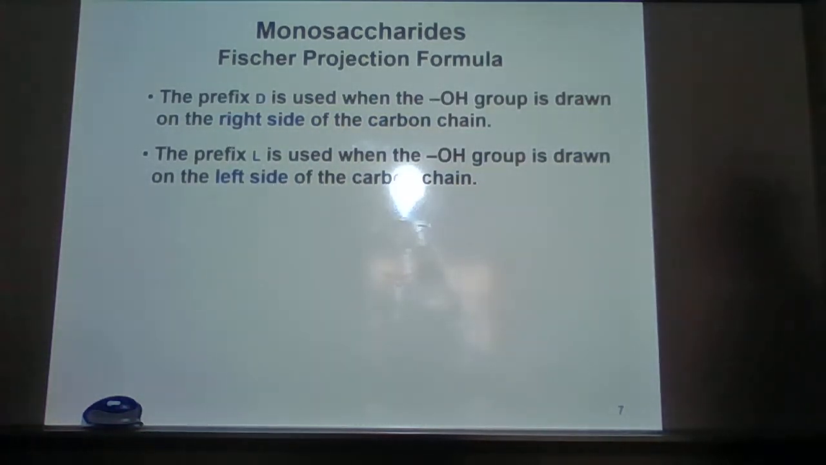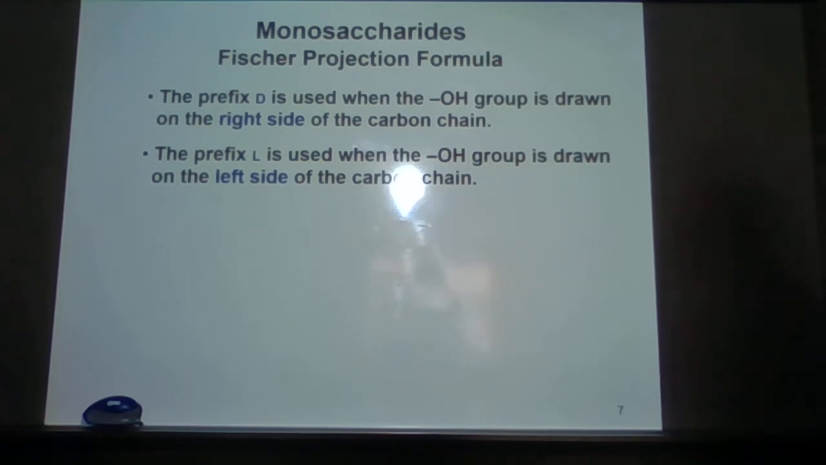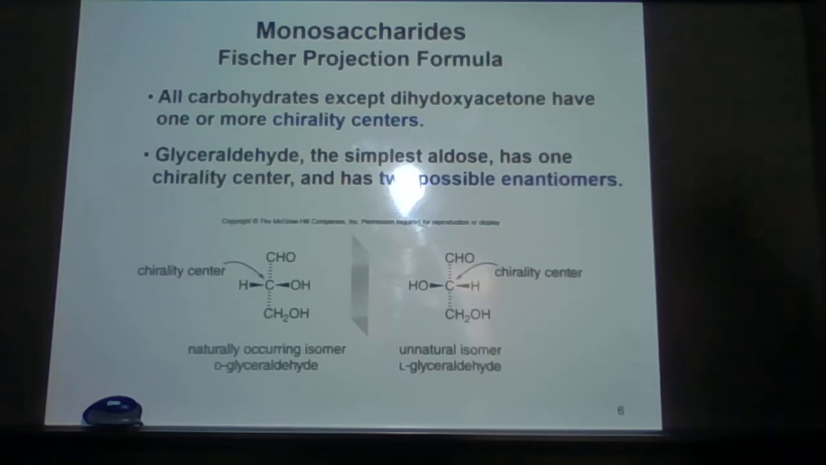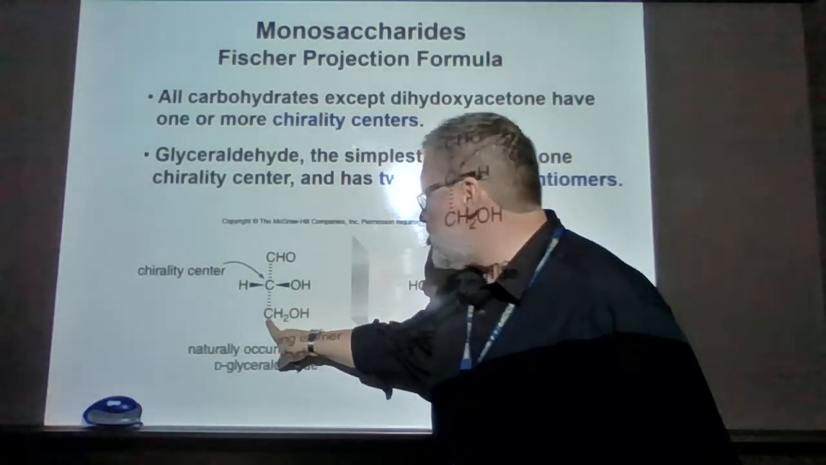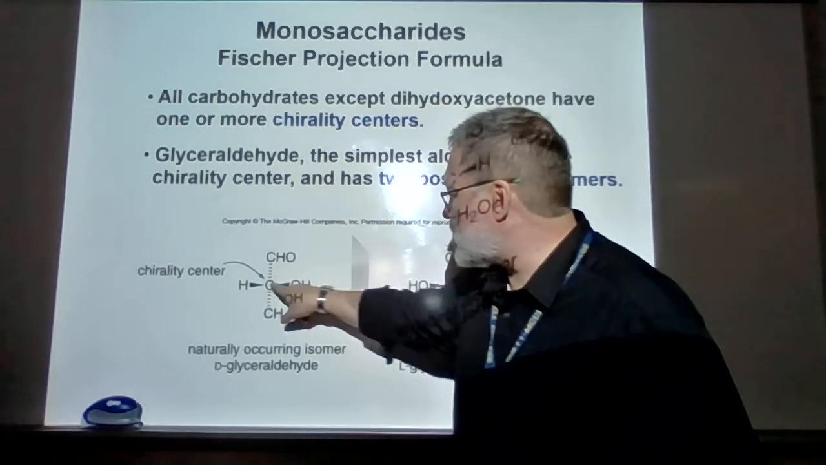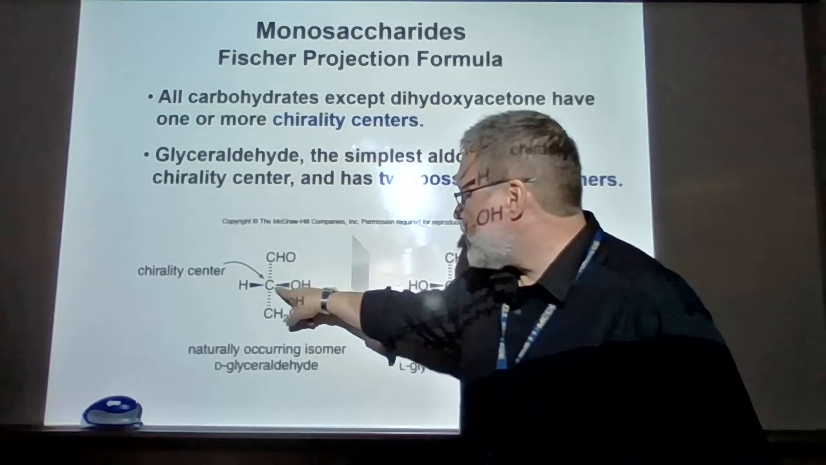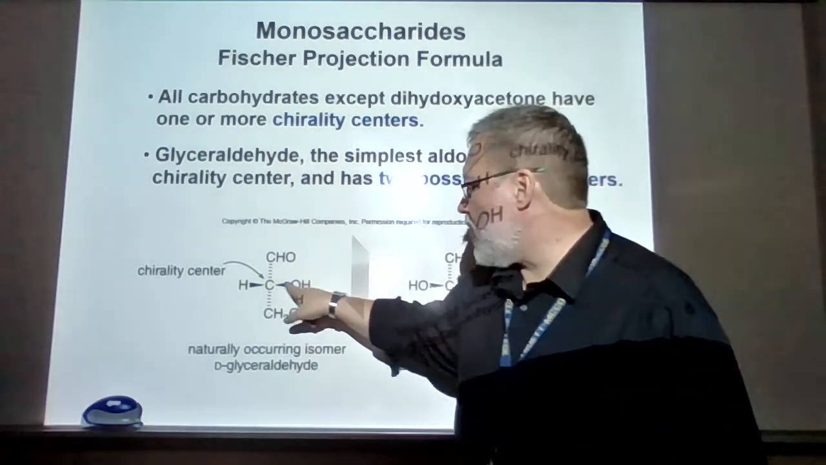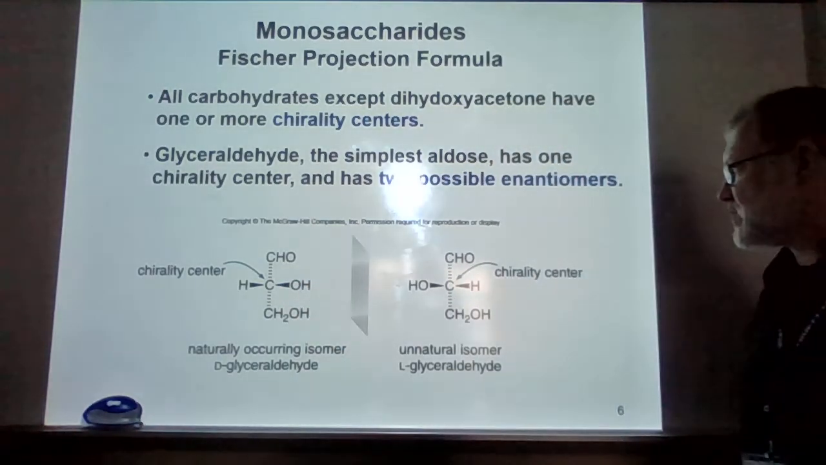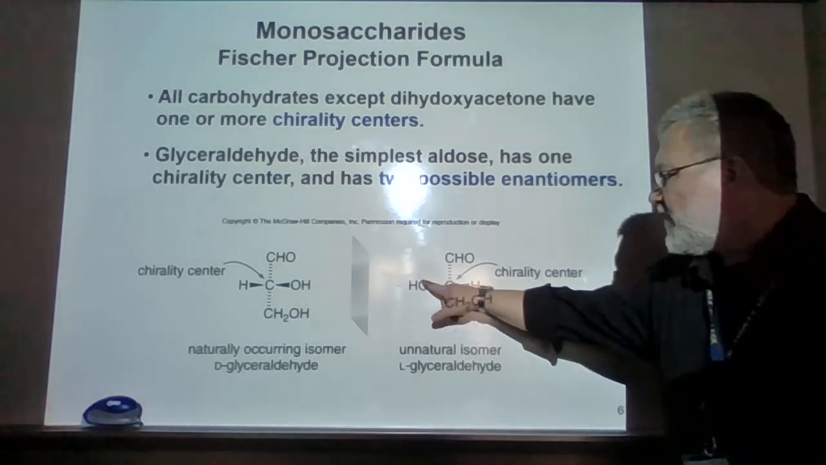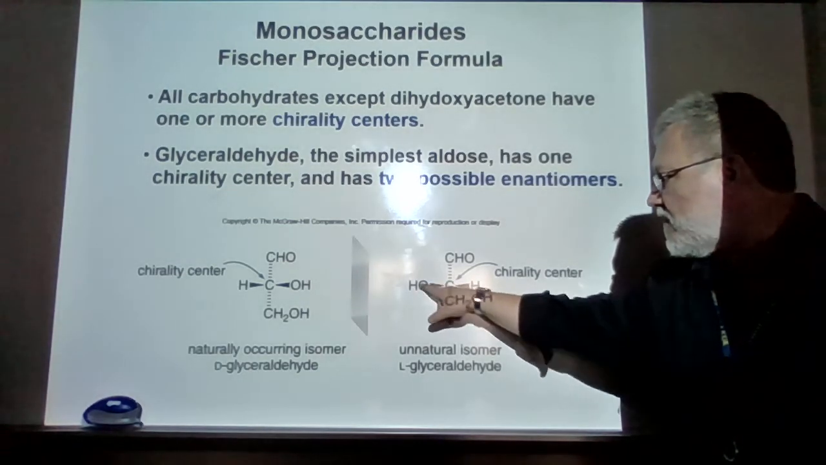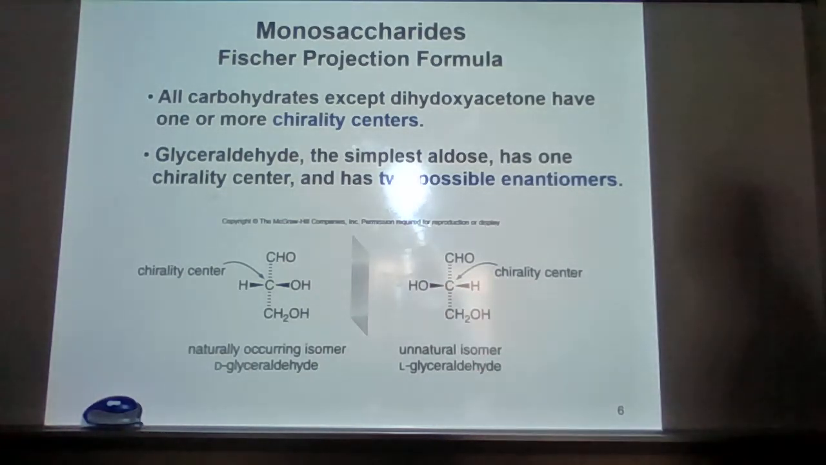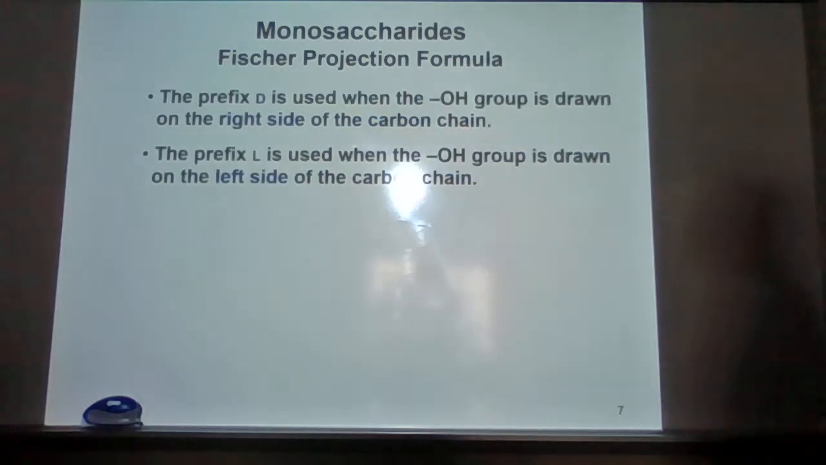When we're dealing with Fischer projections, the prefix D is used when the OH group is drawn on the right side of the carbon chain. So here is our carbon chain. We see the OH group here referred to as the D isomer, because this OH is written to the right of that carbon chain. Here, this is the L isomer because this OH group is to the left of your carbon chain.